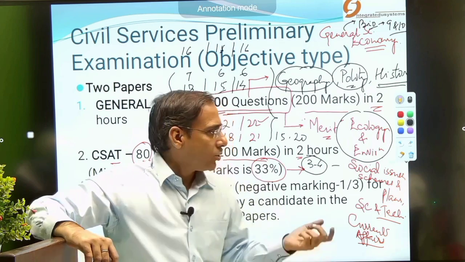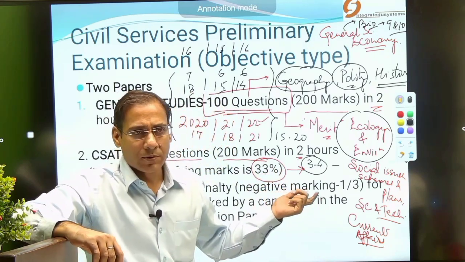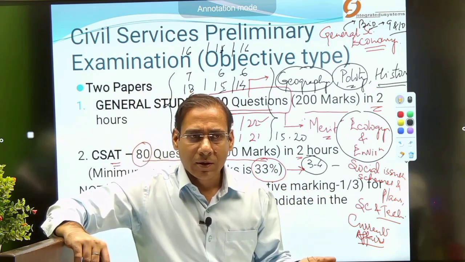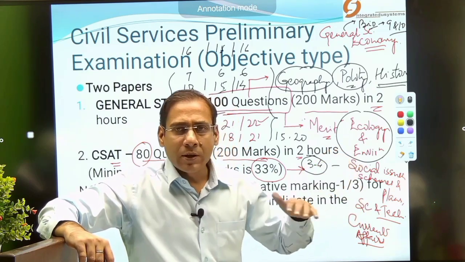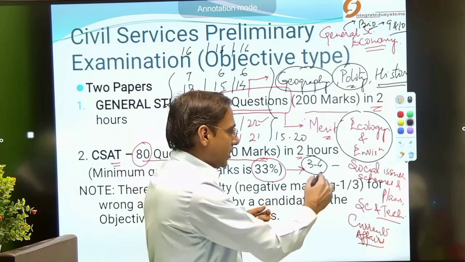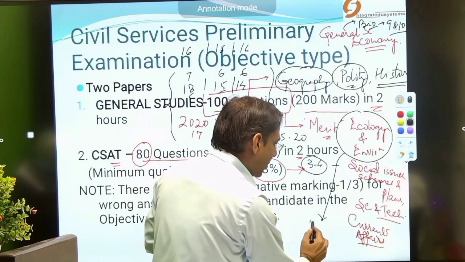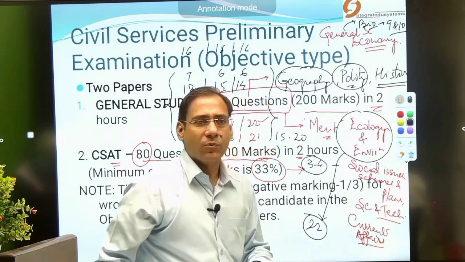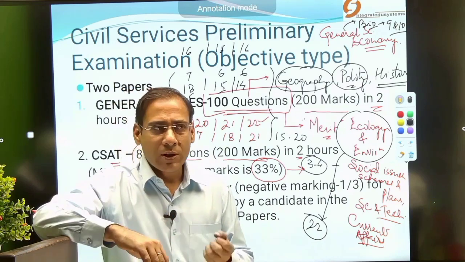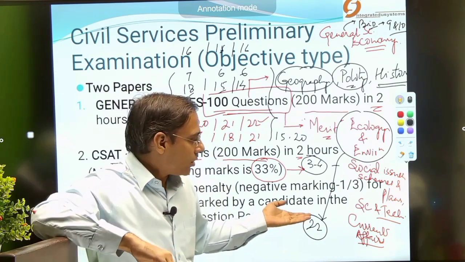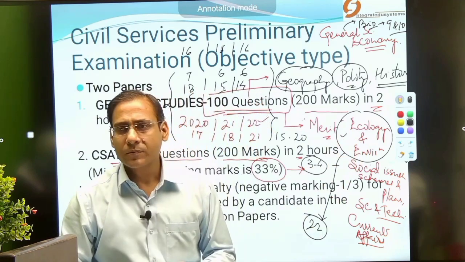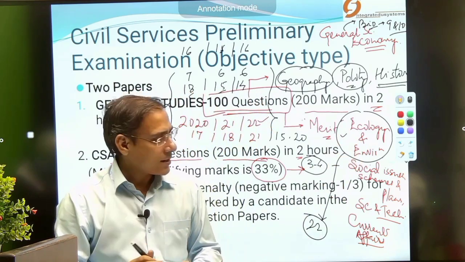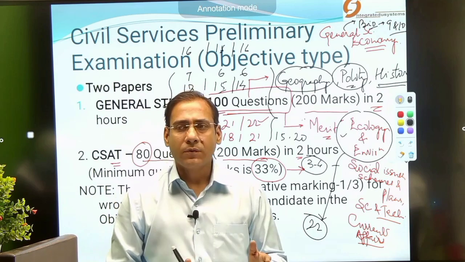When you look at the 2022 prelims paper, the current-affairs-based ecology and environment questions, including the conventions, were around 22 questions. What I have observed is 22 questions. So this is again a very significant section. It means the candidate has to first cover the conventional sections.